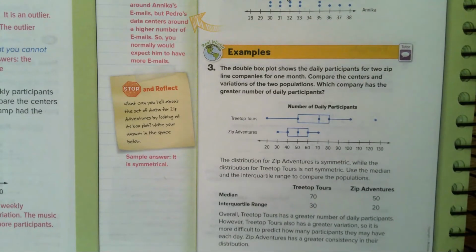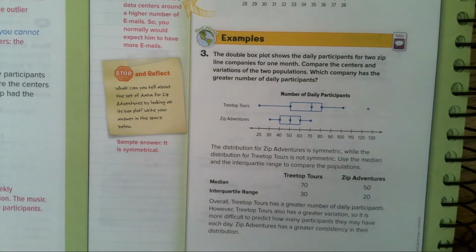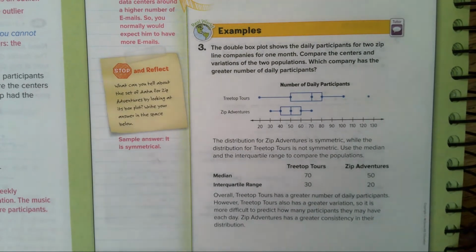The double box plot shows the daily participants for 2 zip line companies for 1 month. Compare the centers and variations of the 2 populations. Which company has the greater number of daily participants?